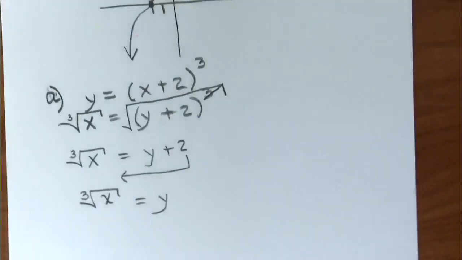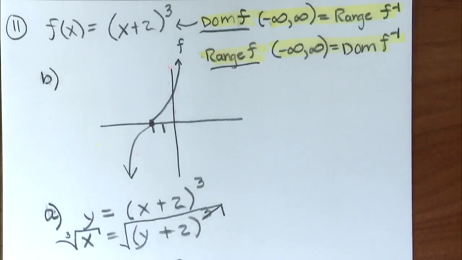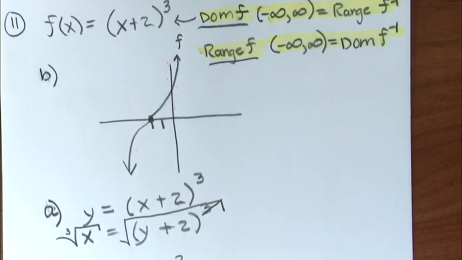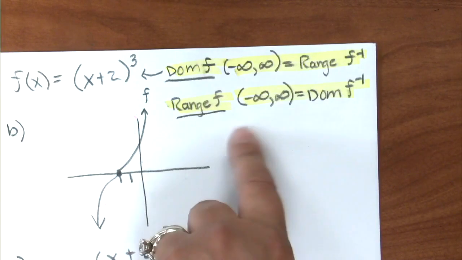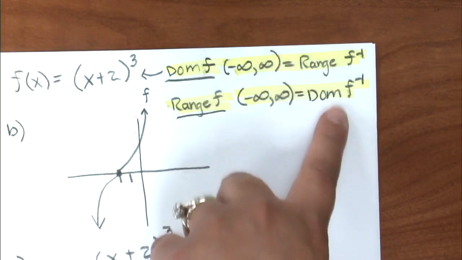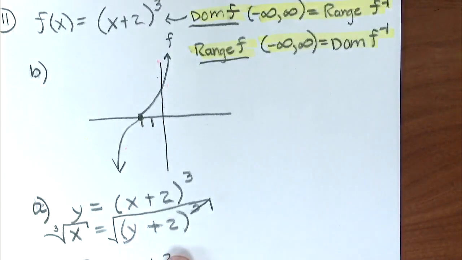Okay, so I did part A. I'm almost done with part B, and I've already done part C. Part C is this up here, where you find the domain and range of the original, domain and range of the inverse. Let's add to this picture now.